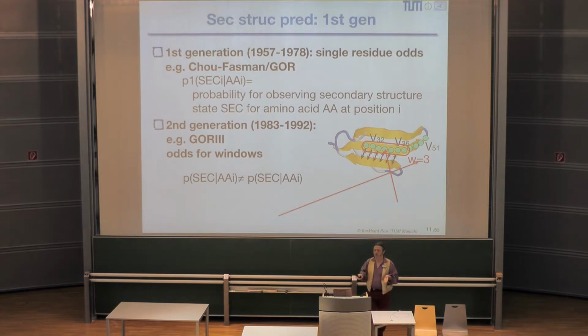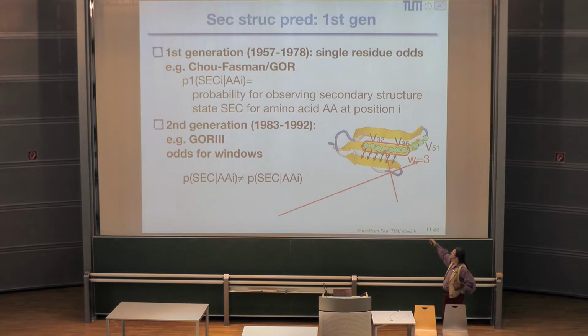Now, the second generation methods drop this assumption, and Gor 3 is a representative for those. They now compile odds for windows. What I mean here is I simply consider, in this particular case, a window of 3, which means 3 on this side, 3 on that side. I predict secondary structure for the central, that's the I here.